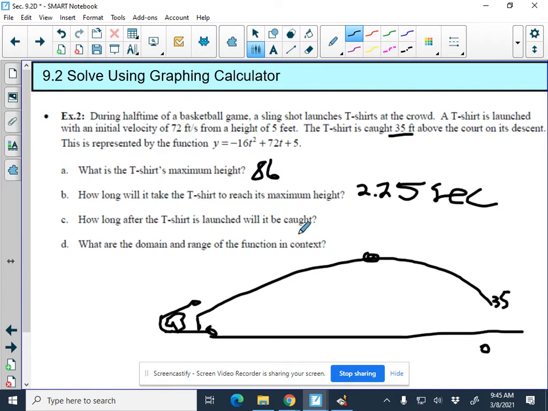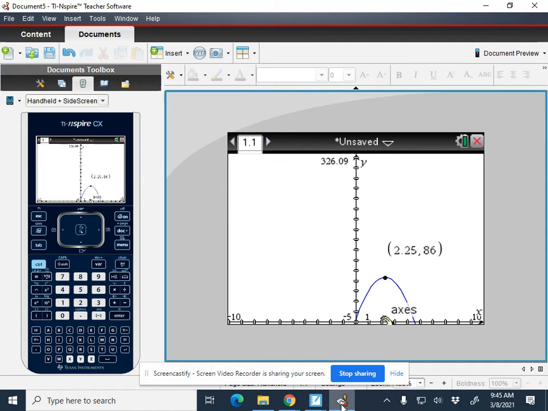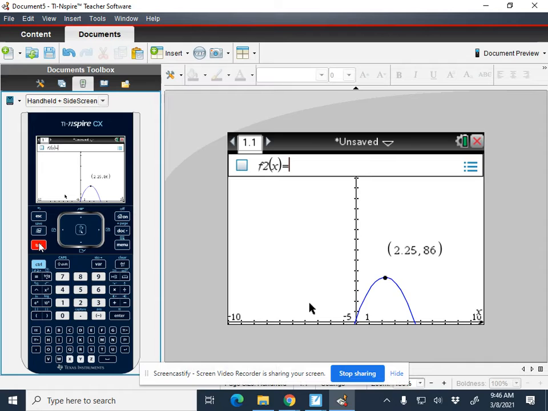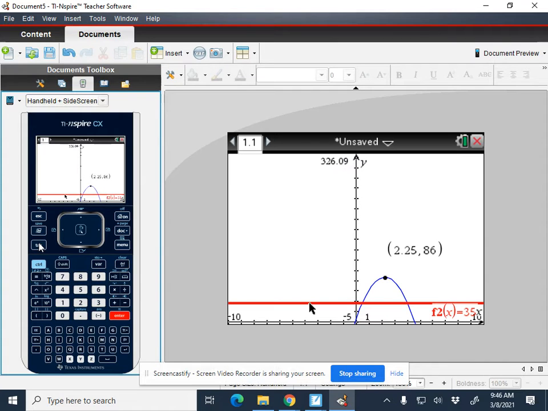How long after it's launched will it be caught? Now this, we have to add something else. Somewhere up here, it has to be caught. So this, it doesn't hit the ground this time. So we're going to press the tab button. And when you press the tab button, you can add another equation. So the other equation I'm going to put in there is 35. Just 35. Everybody put 35 and hit enter. Now see this new line, where this new line crosses right here where my mouse is hovering, that's where it's caught. It's caught 35 feet in the air.